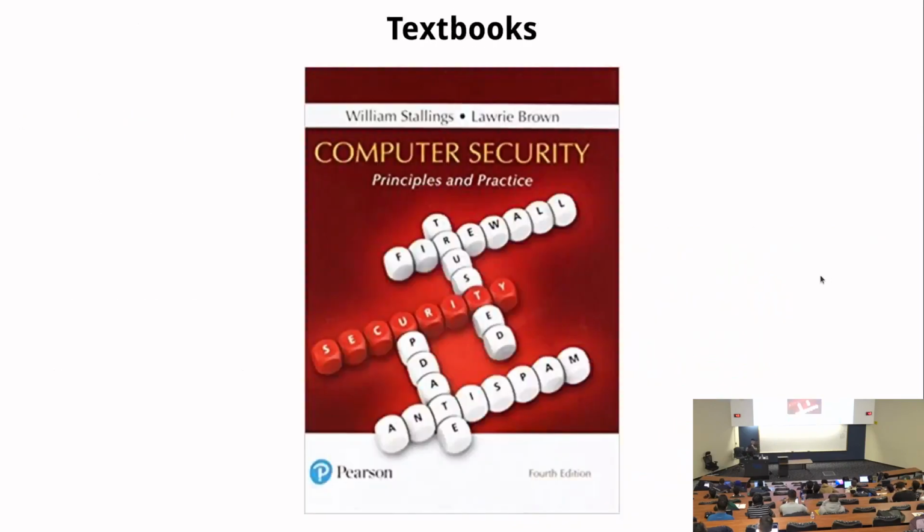For this class, we're going to use this textbook, Computer Security Principles and Practice. We use the 4th edition of this book. Each week, I will assign you several chapters to read. This book is easy to read. It's not very technical.